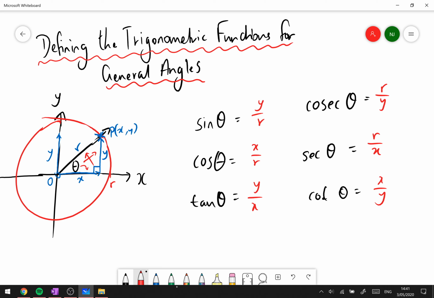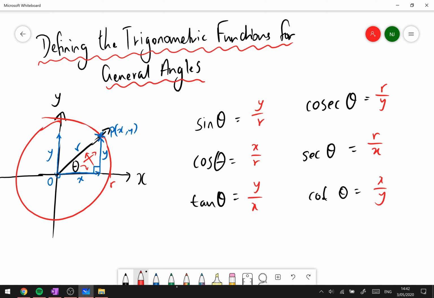So why is that useful? It's useful because we can now use our trig ratios to find trig ratios for angles bigger than 90 degrees. Before, we only dealt with angles between 0 and 90, and even then we didn't deal with 0 and 90 themselves. Now we can deal with everything.